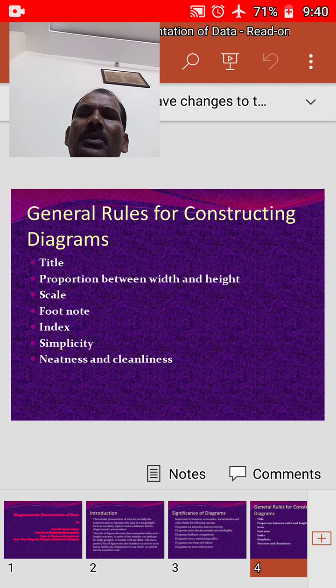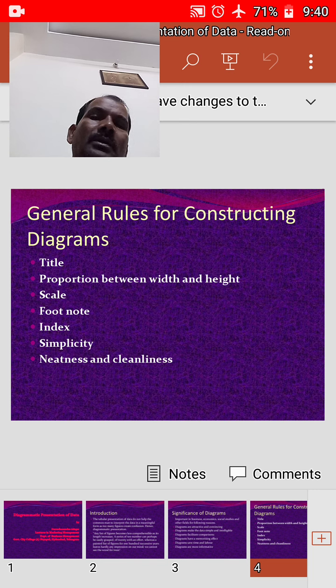Simplicity. Diagrams should be simple and convey the message in clear and definite terms. However, simplicity should not be at the cost of objectivity. Neatness and cleanliness. Diagrams should be neat, clean, impressive and attractive to capture the attention of the reader. For this purpose, different colors should be used.